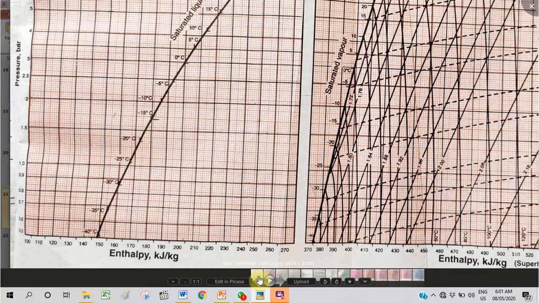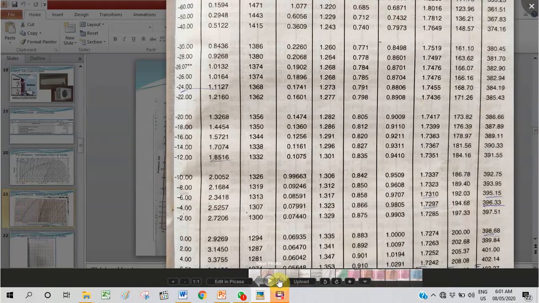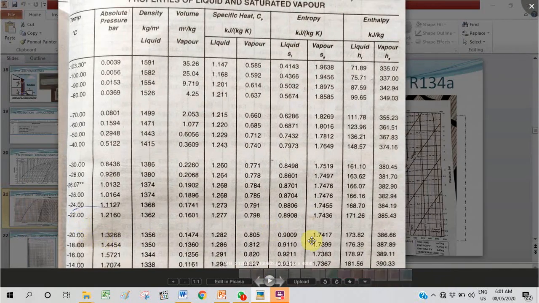The same things we can cross verify with the tables. Let us look at minus 20 degree Celsius and enthalpy of liquid is 173, and on chart I read it as 175. So only 2 units difference is there, and for vapor it is 386 and on chart I got 390.